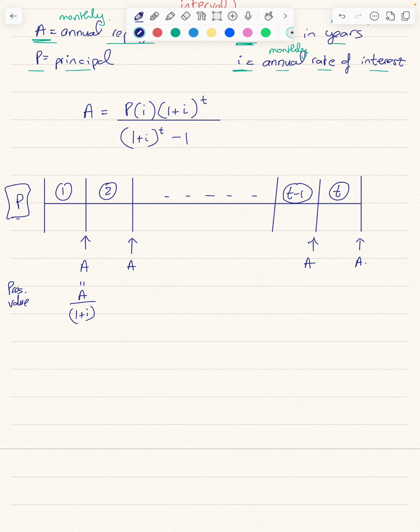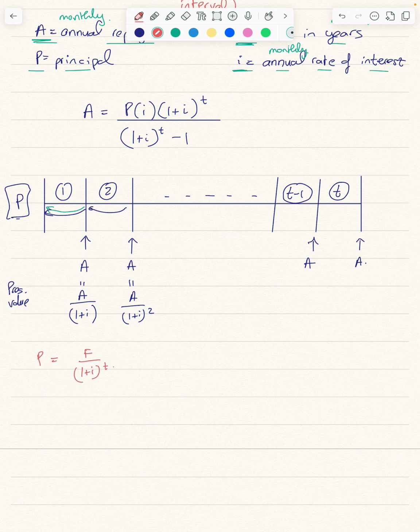The present value of amount A a year from now is A divided by 1 plus I to the power of the number of years that have passed to bring you to this point. So we need to go back by 1 year, so this is to the power of 1, which we don't need to write. And then the second A here, its present value is A divided by 1 plus I to the power of 2. We need to drag it back 2 years to get it to present day value, and the formula I'm using there is present value is future divided by 1 plus I to the power of t.